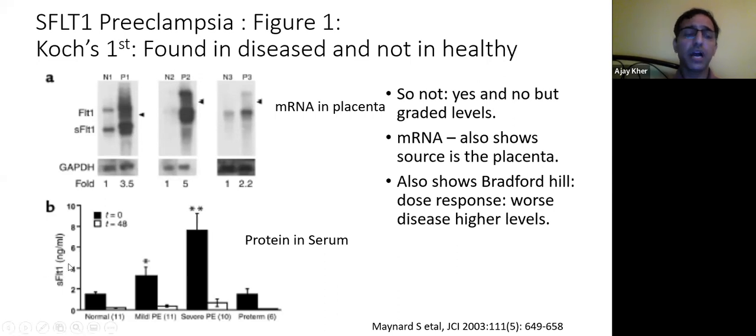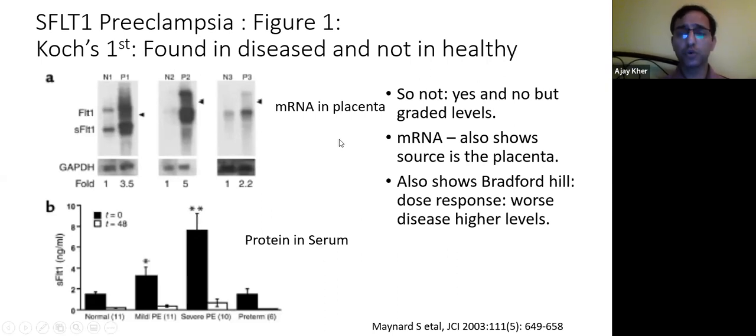At the bottom, B is serum, and they're looking at time 0, which is time of delivery, and then time 48, which is 48 hours after delivery. Again, in normal, there is some sFlt1 floating in the serum, but this disappears 48 hours after delivery. In mild preeclampsia, it's higher. In severe preeclampsia, it is even higher. And all of these disappear at 48 hours after delivery. In preterms, which would be similar in terms of gestation duration to preeclampsia patients, it's at a level similar to normal pregnancies. Again, it disappears after delivery.